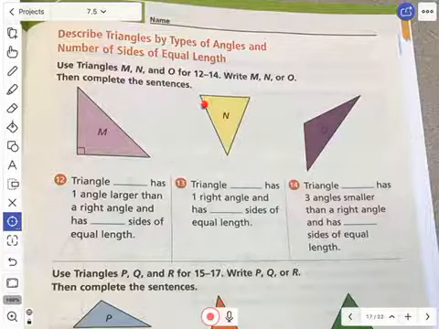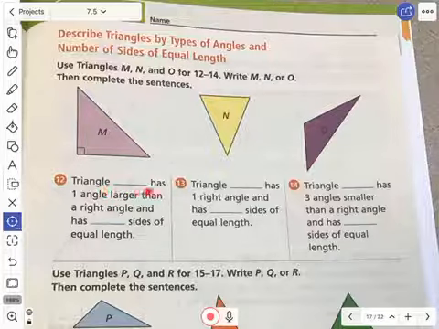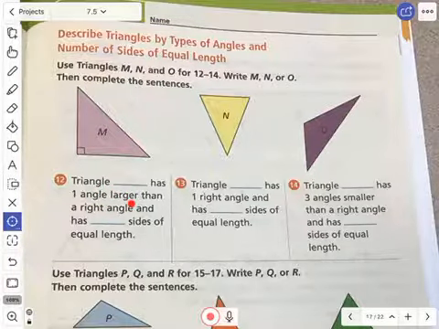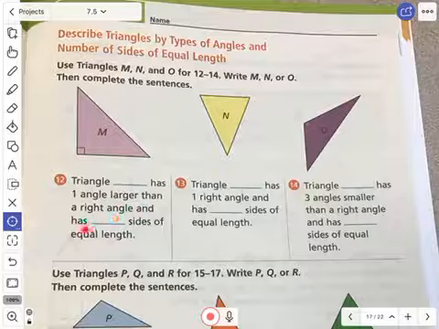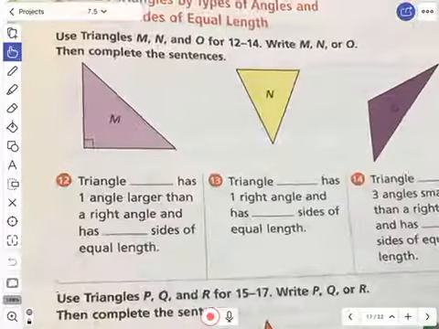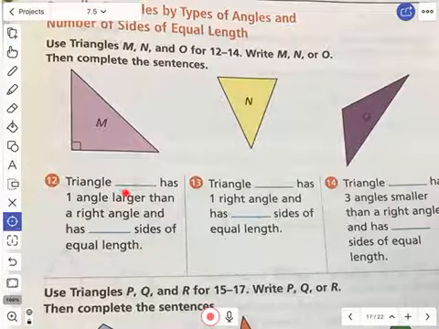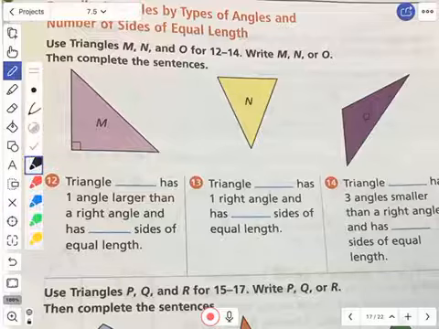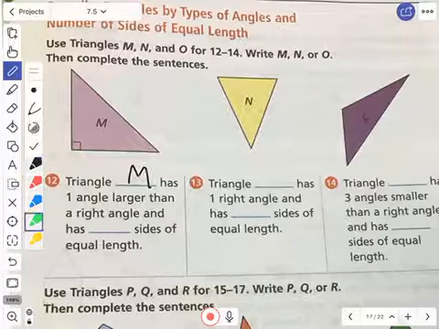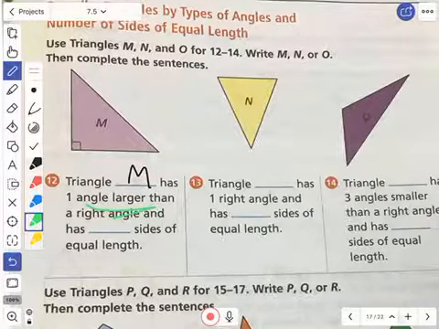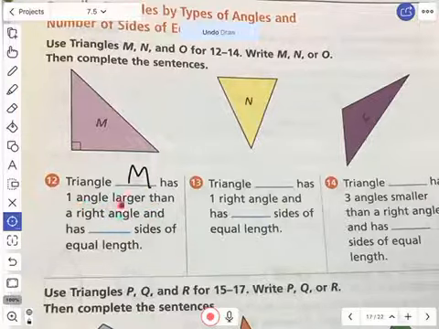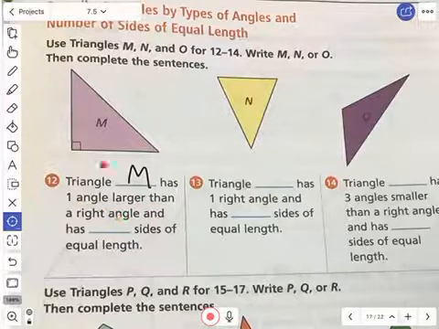Then complete the sentences. So triangle blank has one angle larger than a right angle, and blank sides of equal length. So I'm just going to give you a little bit of help here on this one, because it's a little confusing at first. So I have to look. So triangle M. Let's say if I think it's triangle M. Let's see if that works. Triangle M has one angle larger than a right angle.